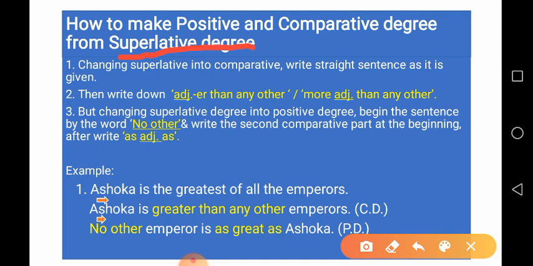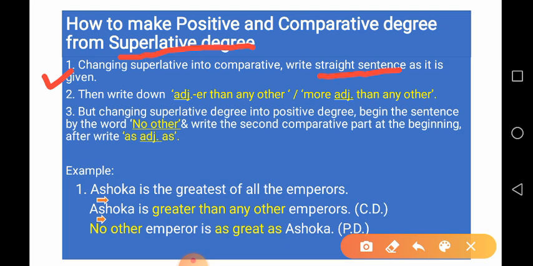So, while making such changes, there are some rules. We need to follow them to make changes while making positive and comparative degree from superlative. See, what is the first rule? Changing superlative into comparative, write straight sentence as it is given. That means, while transforming a superlative degree into comparative, there is no need to change the places of objects.